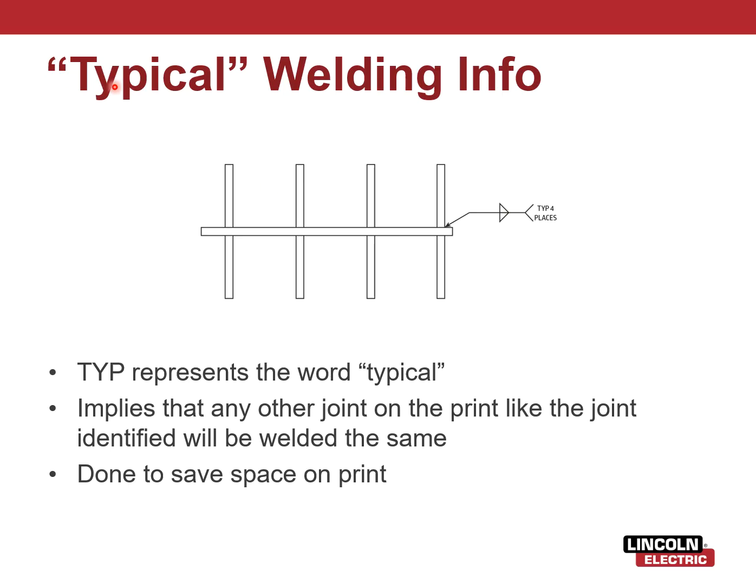And then typical. So when you see typical, again, in that tell-where references, typical, TYP, 4 places, that's going to tell you for all of these, it's going to be the same double fillet weld. That way you don't have a weld symbol on every single one of them. So that's what typical is telling you. And again, this is just another way to save space.